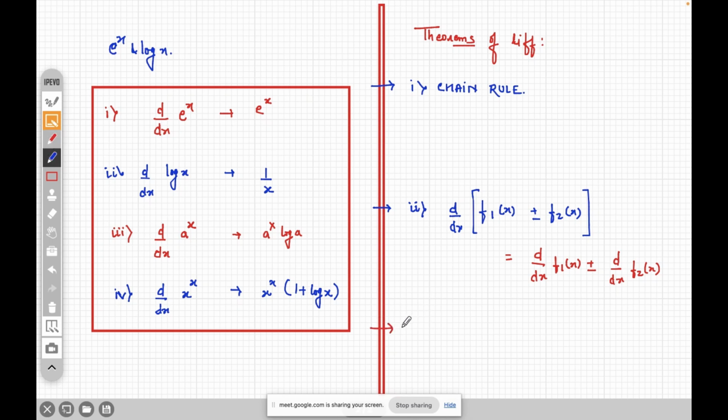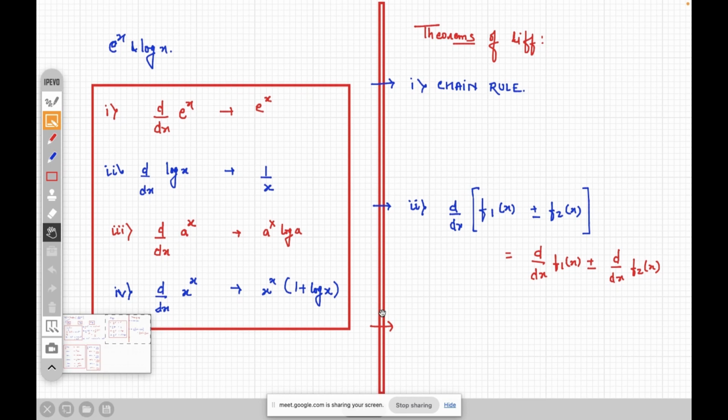But it doesn't work the same in the case of multiplication and division. Multiplication and division have two different formulae.